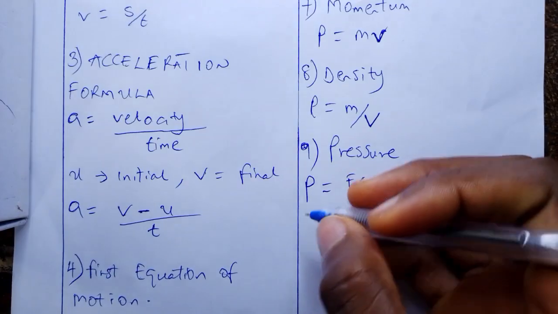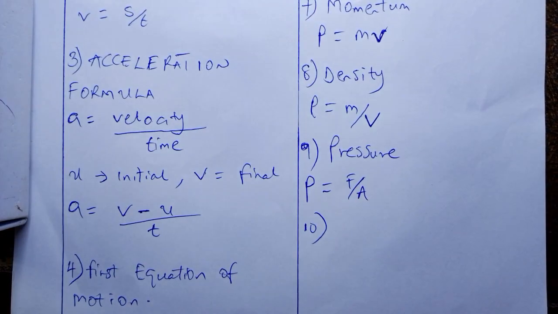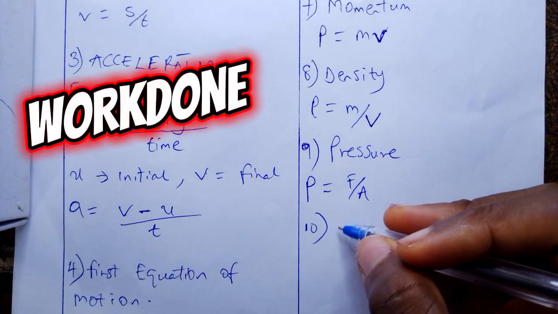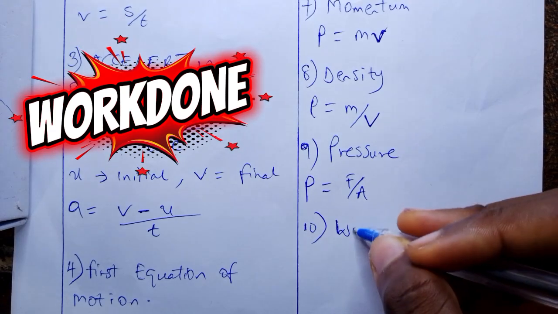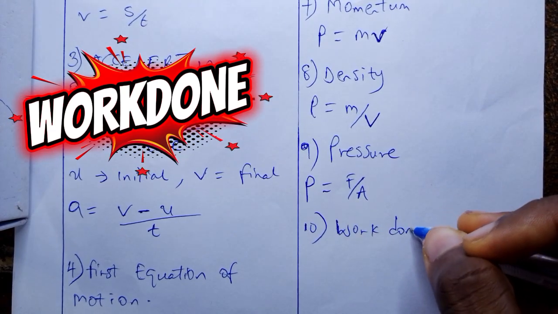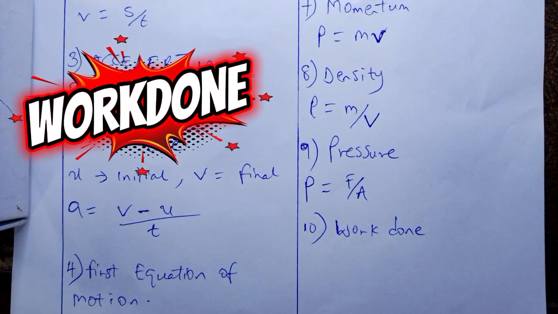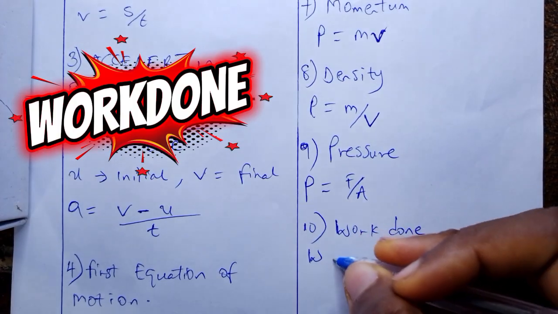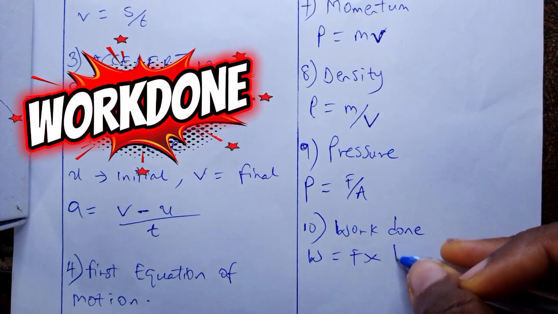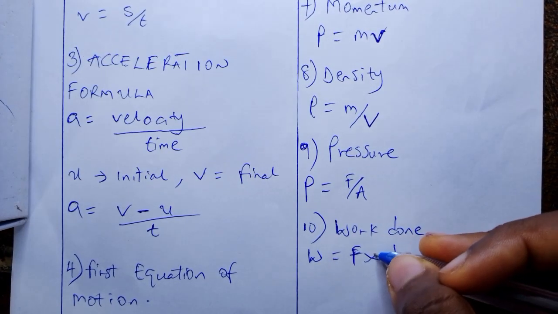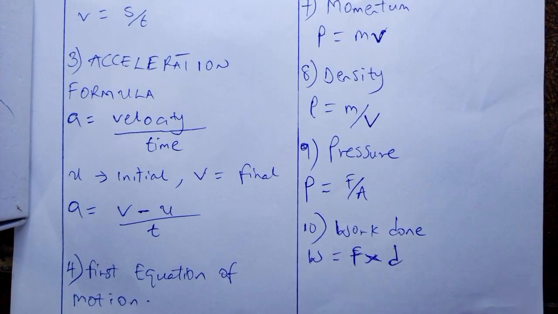Formula 10. The 10th formula you should memorize as a physics student. Work done. Very, very important. Work done, W equals force times distance. Work done is what? Force times distance.